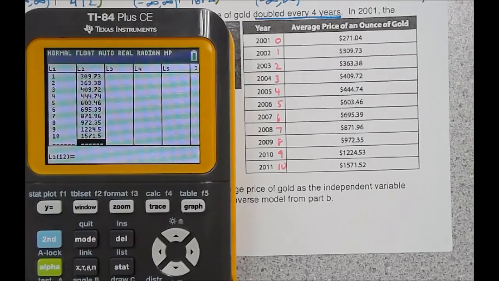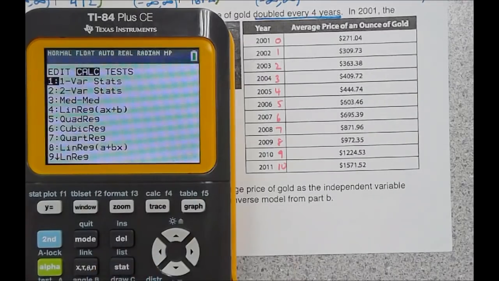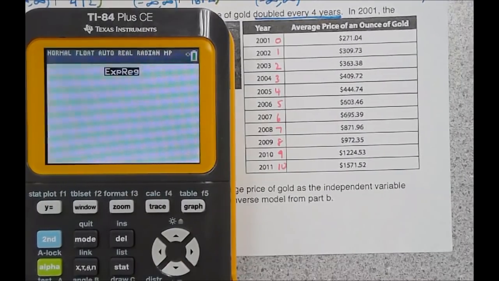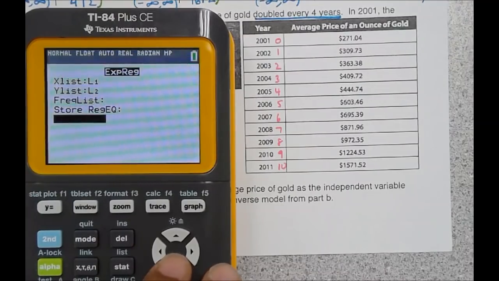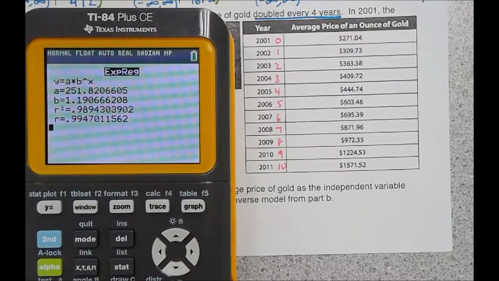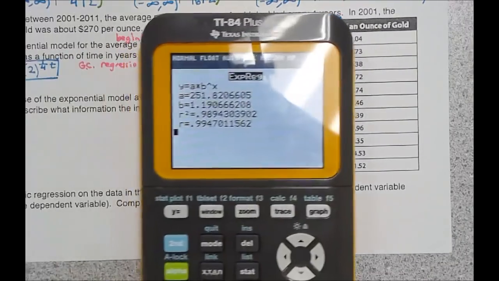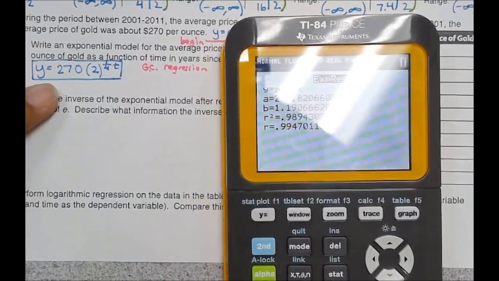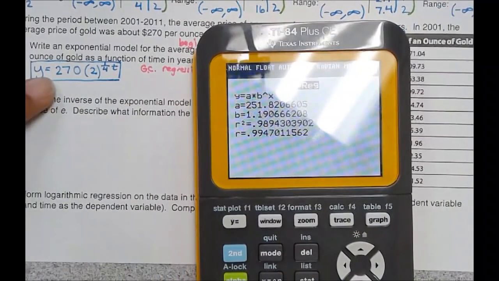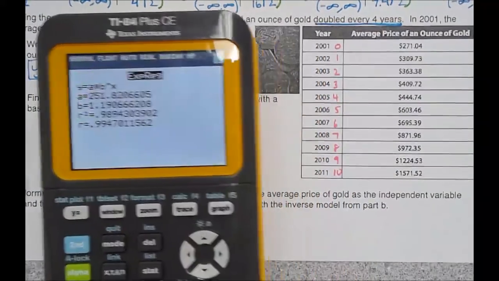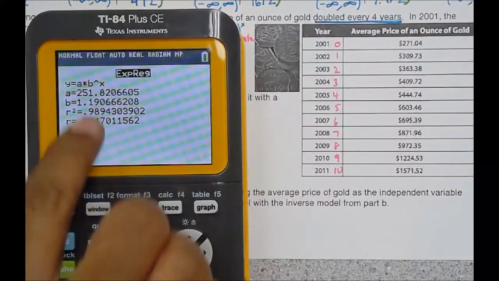Once you have it all in, then you want to hit the stat button again to calculate. So arrow over to calculate, and we want the exponential function. So arrow down and then select exponential. Go ahead and go down to calculate, and then here's the equation. Notice that the a value is different from the a value that we came up with, because that one is from our information, whereas this is using the best fit.